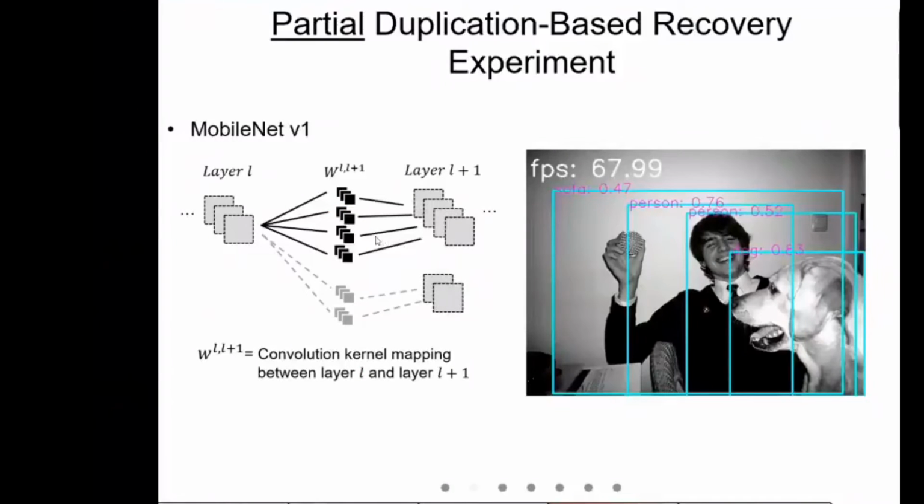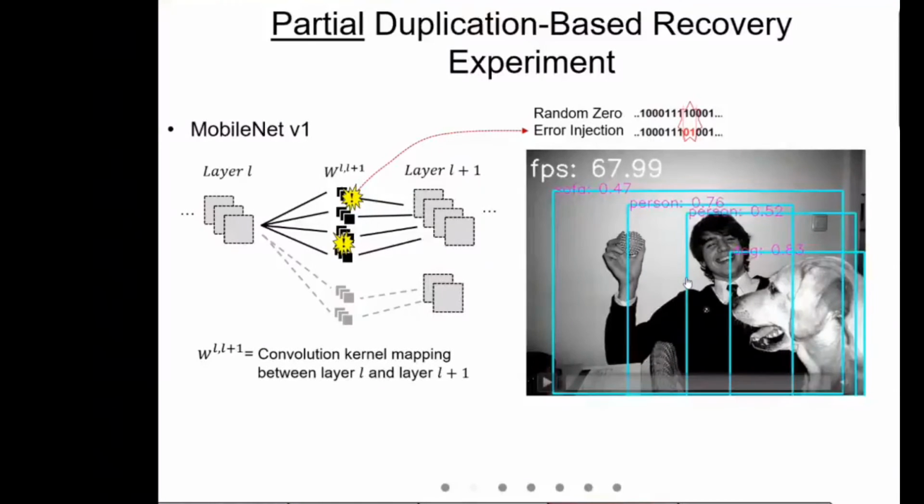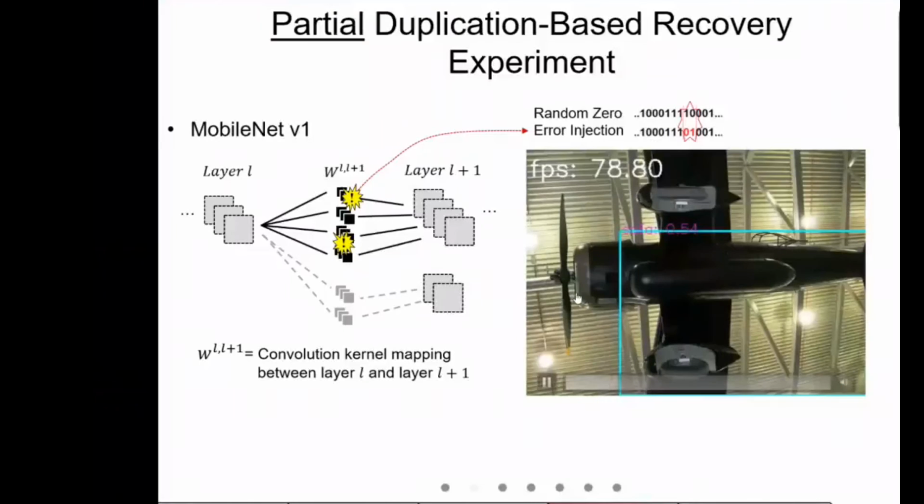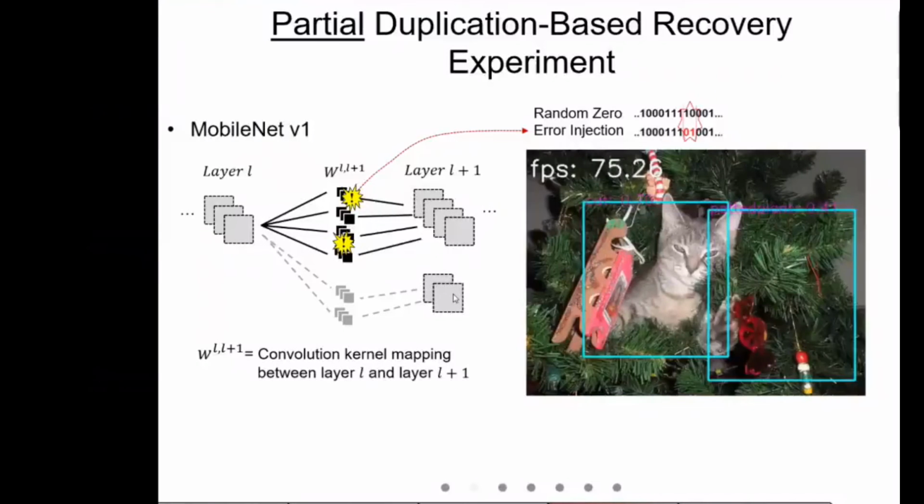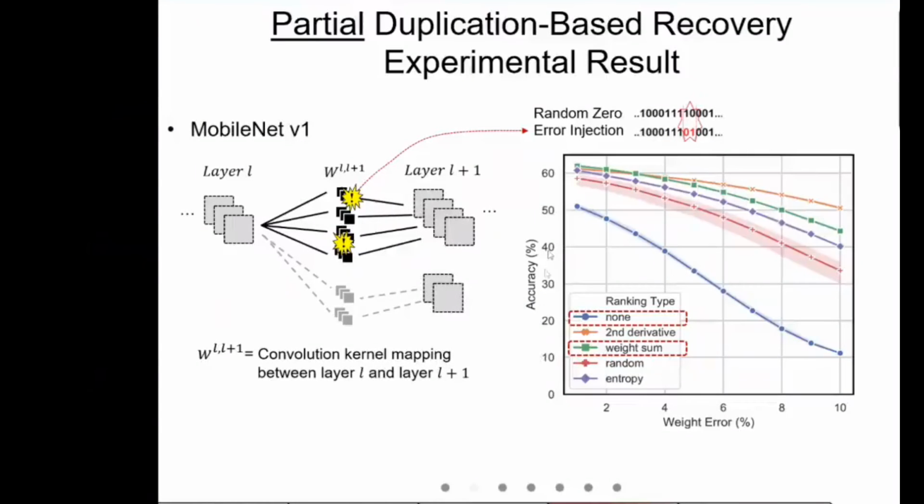Here is a small experiment. Once you select the rank and the important neurons, it's a one-time offline calculation. Then we inject random transient errors using bit flips, causing the kind of problems you saw before, and we measure the accuracy using different ranking methods with respect to the error.